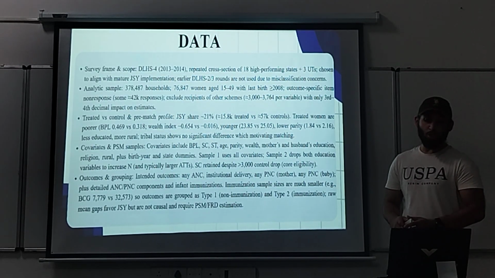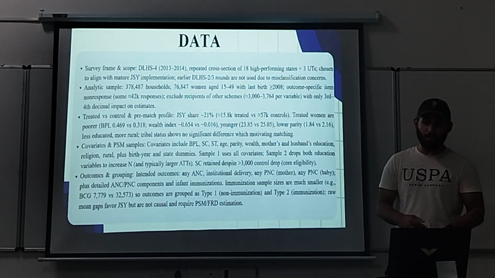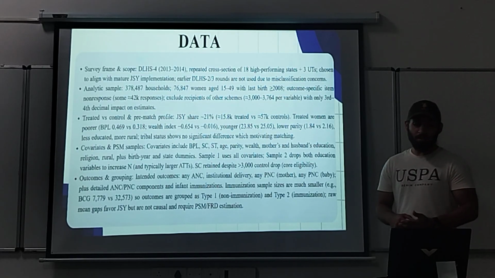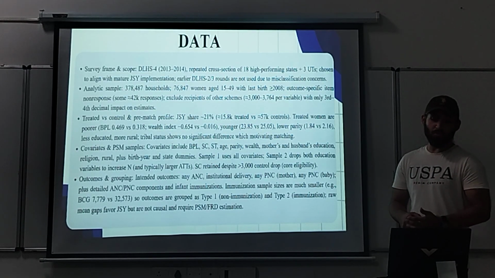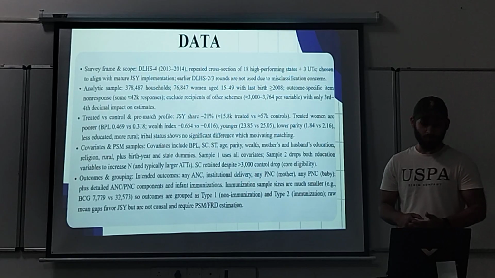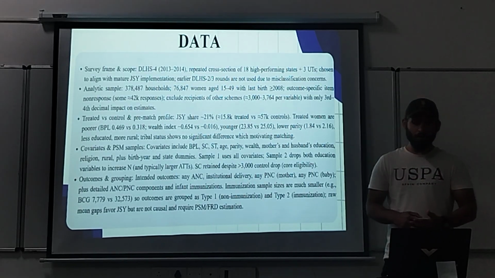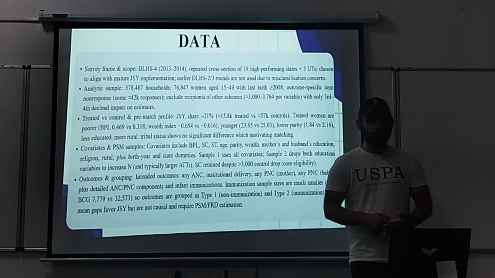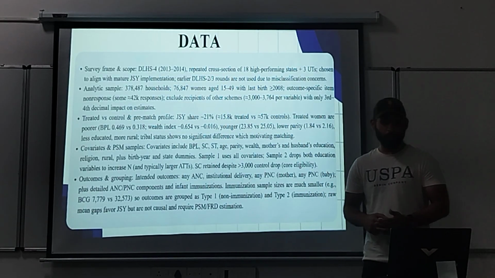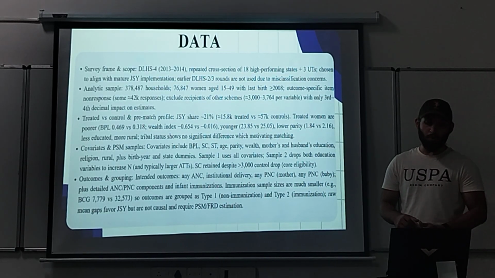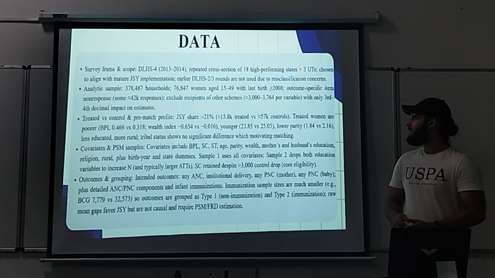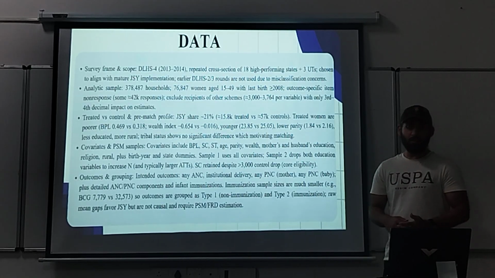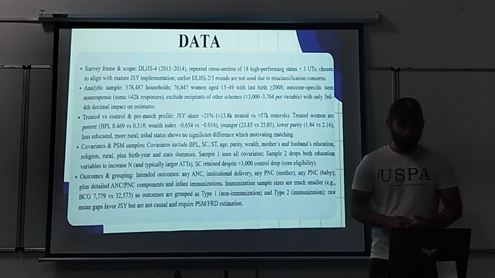The treated women tend to be poorer, with a below poverty line rate of 0.469 versus 0.318, and a wealth index of minus 0.654 compared to 0.016. They are younger, with an average age of around 23.85 versus 25.05 for the control group. Treated women also have lower parity, that is 1.84 versus 2.16. Tribal status shows no significant difference.